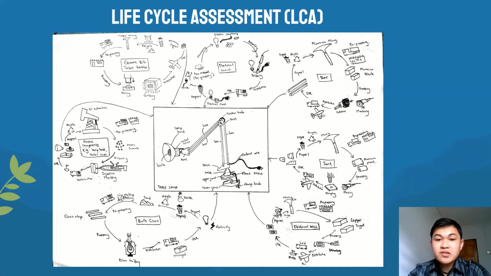This is the life cycle assessment that has been constructed for the table lamp. The 5 stages of the life cycle have been taken into consideration when performing the LCA. This illustrates the life cycle of each of the components in the table lamp, from pre-processing, processing, distribution, use, and finally disposal at its end of life.